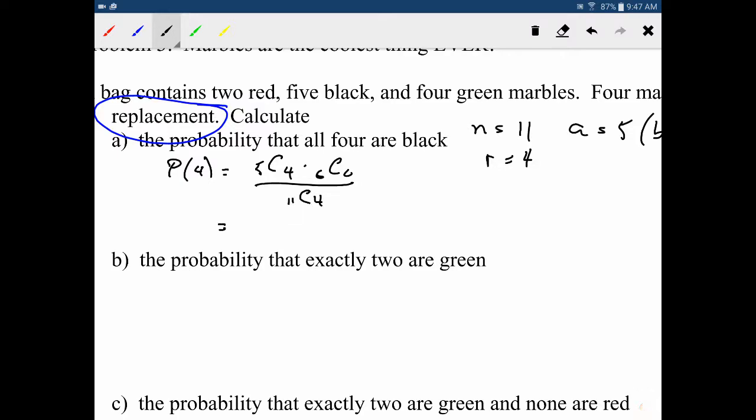And again, make sure you're actually putting these in your calculator and getting the right answers. It should work out to 1 over 66. I mean, it's 5 over 330, but I'll reduce it.